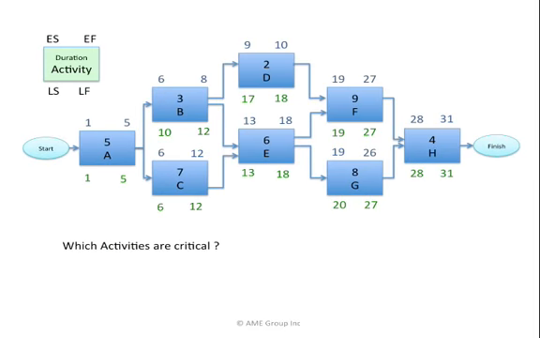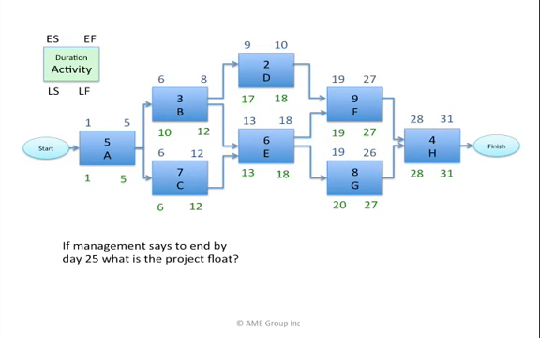Let's say we get another question. The question asks, which activities are critical? What the question is really asking, which activities are on the critical path? How do we know an activity is on the critical path? We know this if its late numbers are the same as its early numbers. Here we can see activity A, C, E, F, and H are all on the critical path because their late finish numbers are the same as their early finish numbers.